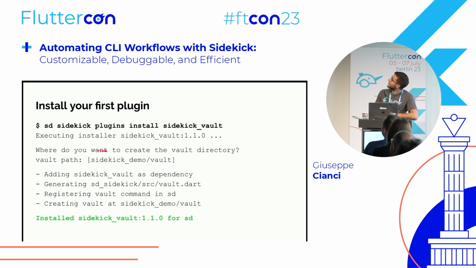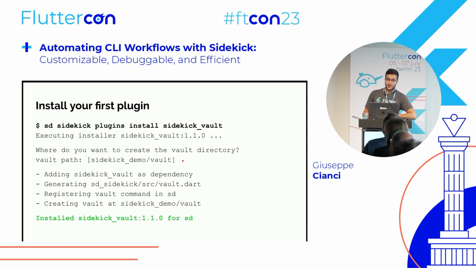So I'm running the plugins install sidekick vault command. And so at this point, the install.dart of the plugin starts, and it asks me for one directory, which is where I want to create the vault directory. The encrypted files will be saved in this directory later.